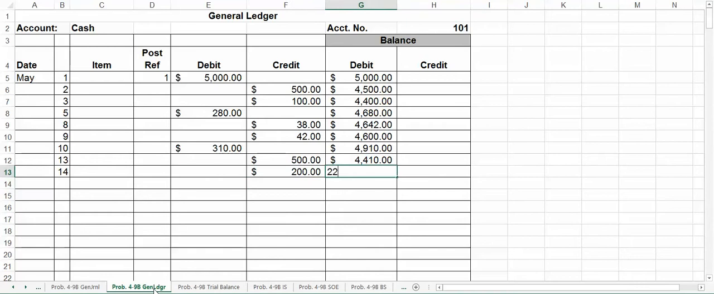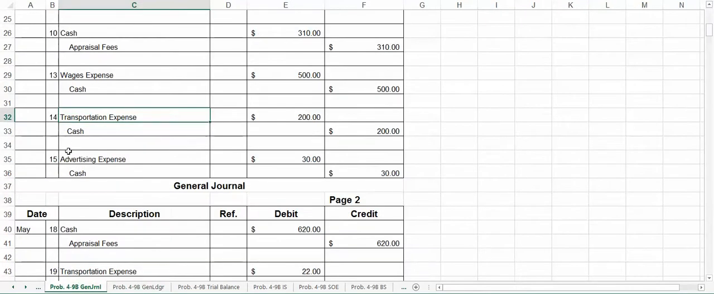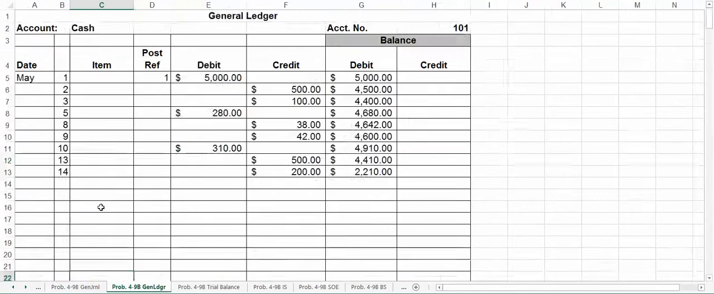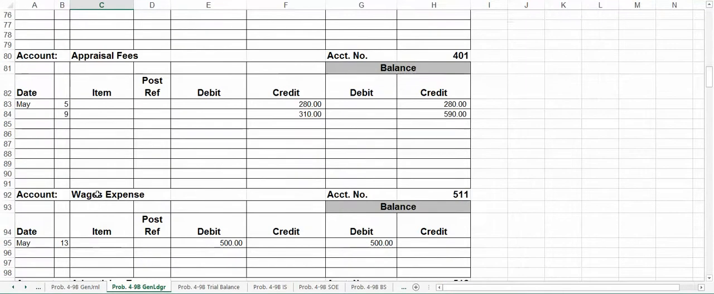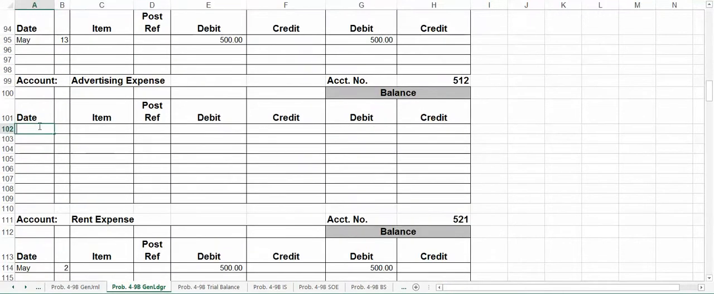So that gives us $2,210. Advertising expense on the 15th for $30. May 15th.